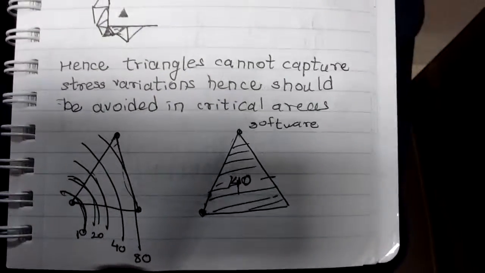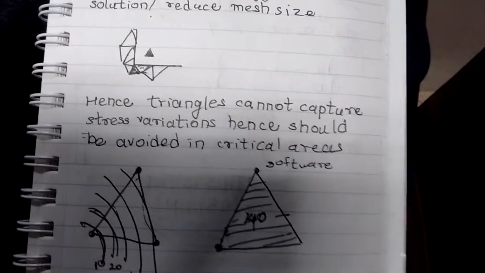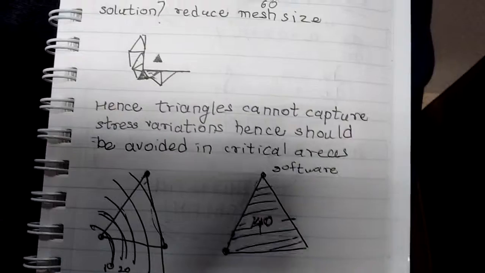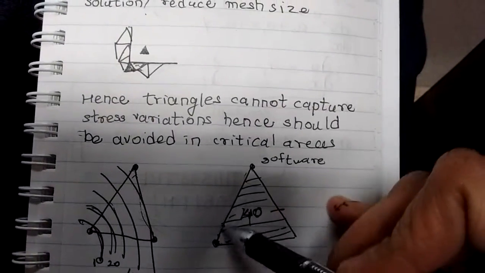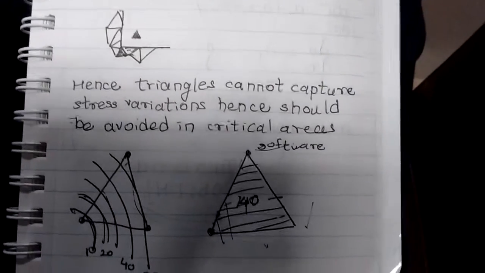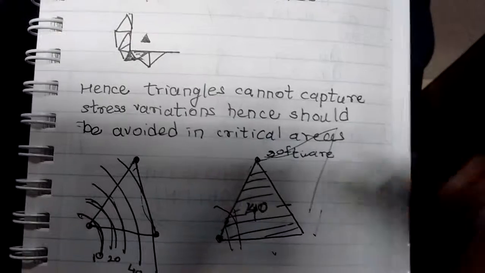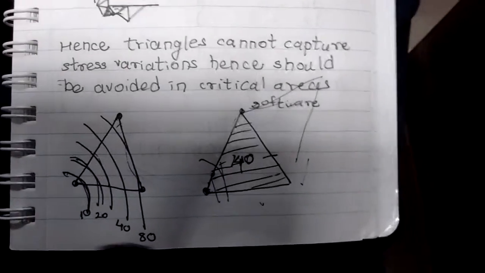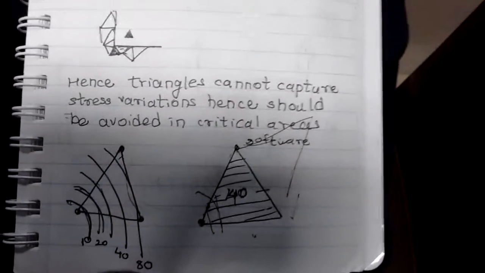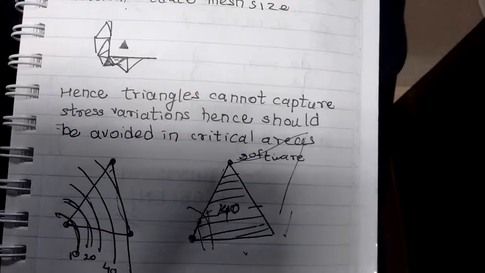Now you would say that in software, when you observe, you can see that there are contours passing through the triangle. Basically that is called smoothing. In the actual case the software will calculate constant stress along the triangle, and using a graphics algorithm called smoothing, it will just draw the contours so that it looks good to present. So this is the reason we don't use triangular elements.